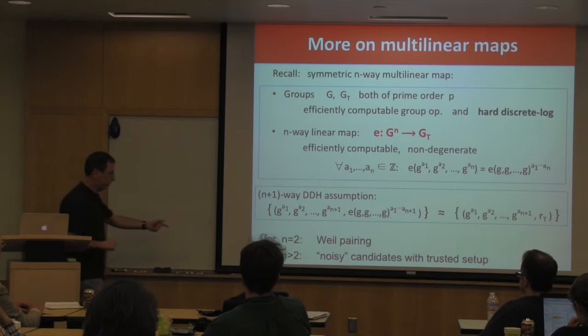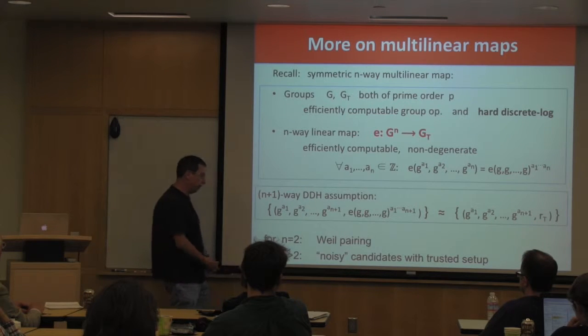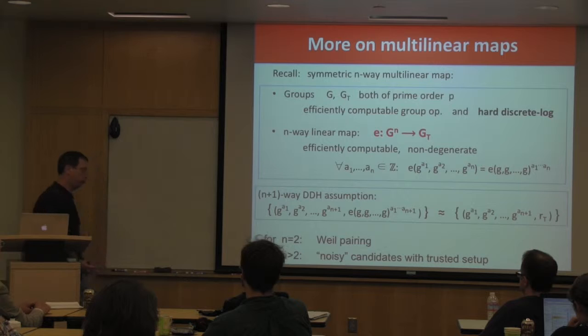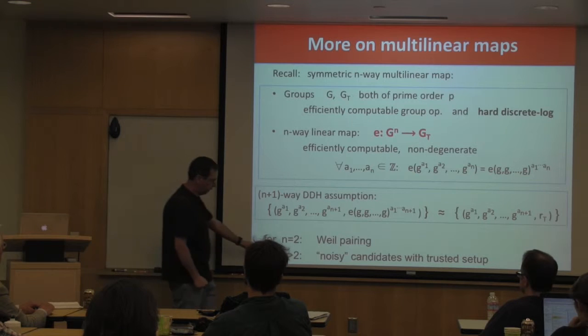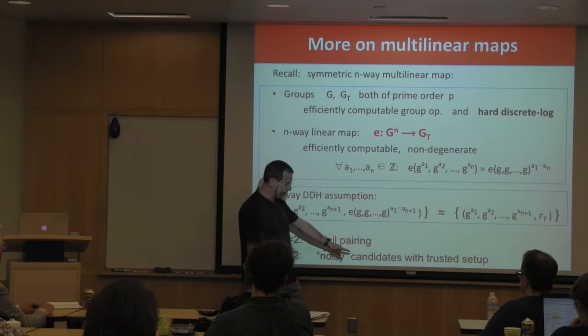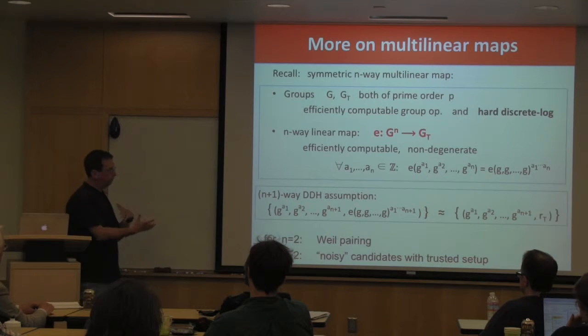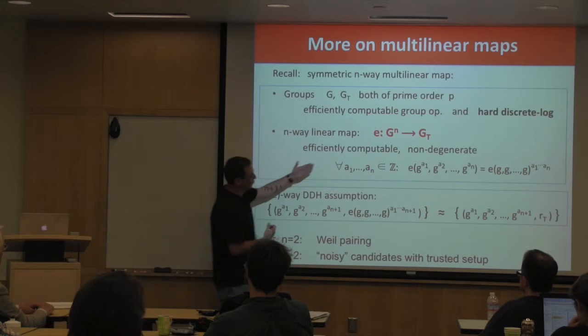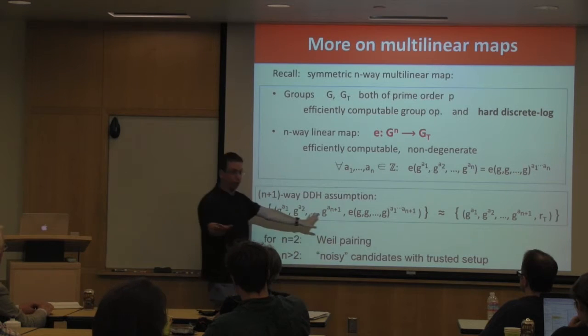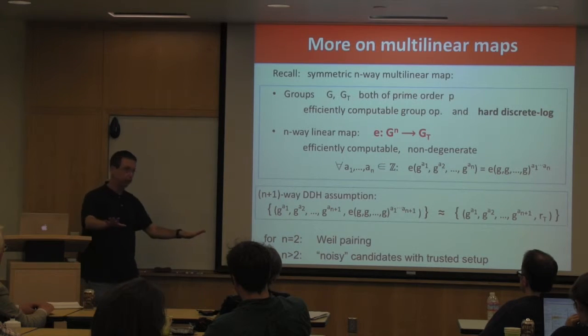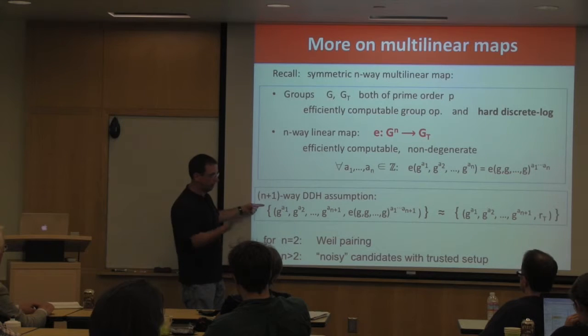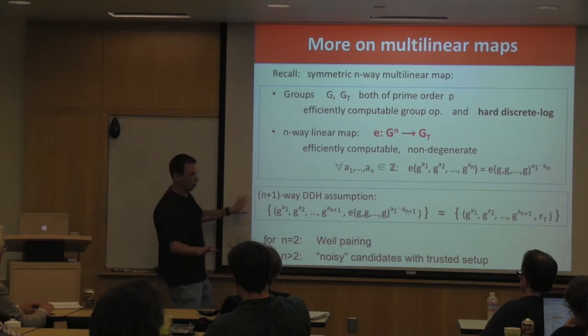For n equals 2, we have the Weil pairing. For n bigger than 2, we have these beautiful candidates of Garg, Gentry, and Halevi, and several others since. These are noisy candidates, and they also require what we call trusted setup, in that someone trusted has to set up the parameters for the scheme, and then forget what he did. If he doesn't forget, this assumption will be false, and certain things will go wrong, as we'll see.